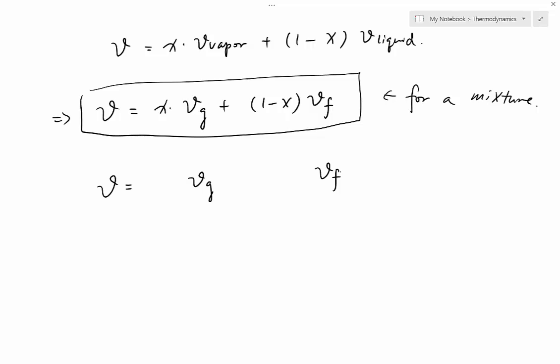Next one, how much does each one contribute? Nu G contributes how much? It contributes X, which is the definition of how much vapor it has. And then how much liquid do you have? The rest, 1 minus X. Okay, that's it. If you can understand, then you can memorize this equation easily. And as we practice more, you will be more and more comfortable with this equation. Okay, to help you understand and use this equation, we're gonna do one more example.